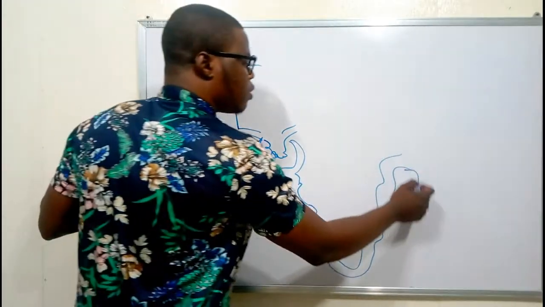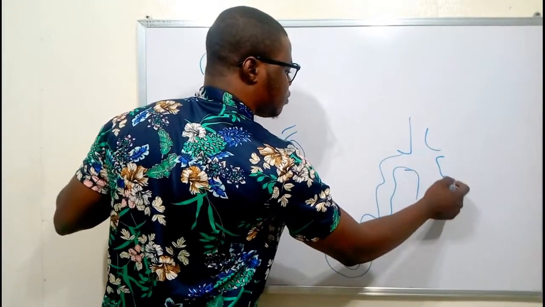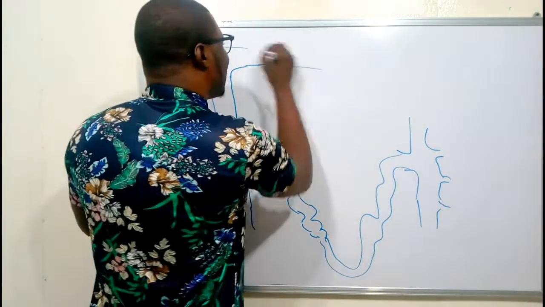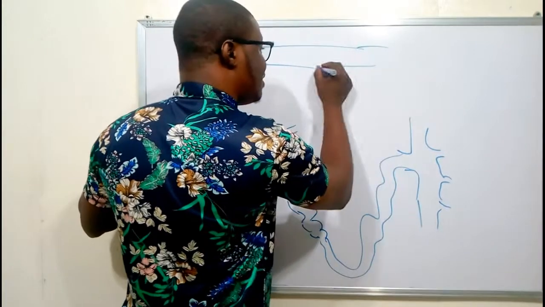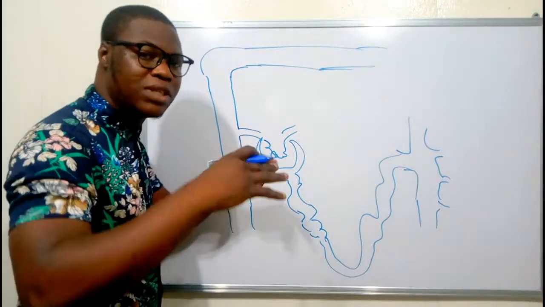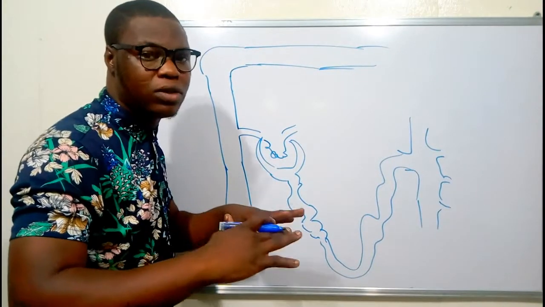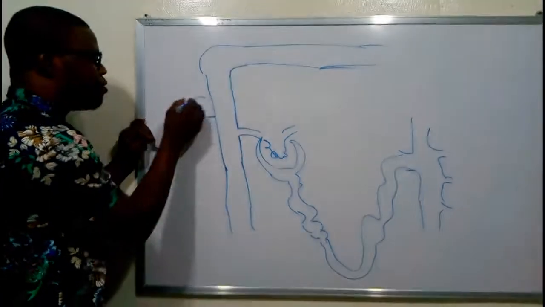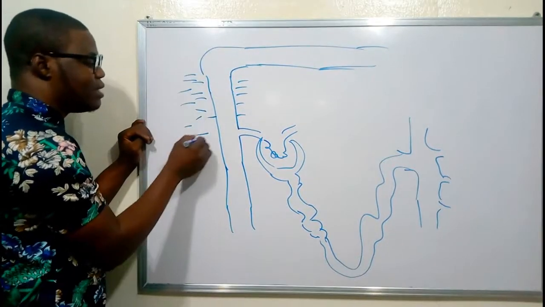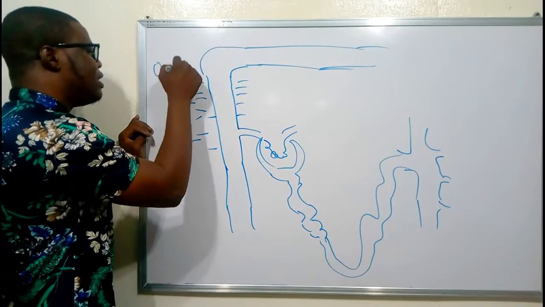So collecting dots right here. Now, we said with the fact that the person has hypoalbuminemia, which means reduction in the level of albumin in blood. So we said there is going to be escape of fluid into the tissue space, and that is what we call edema.